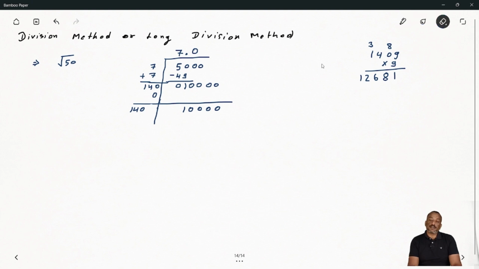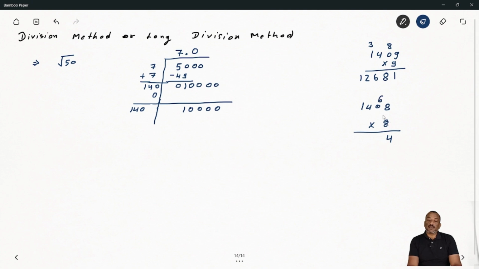Suppose we take 1408. Again multiply with 8. So how much do you get here? 8 times 8 is 64, and carry 6.